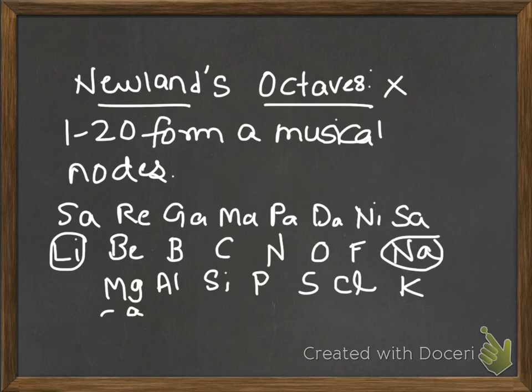So now you have learned about two methods by which scientists classified the elements of the periodic table. So it's enough for this video.